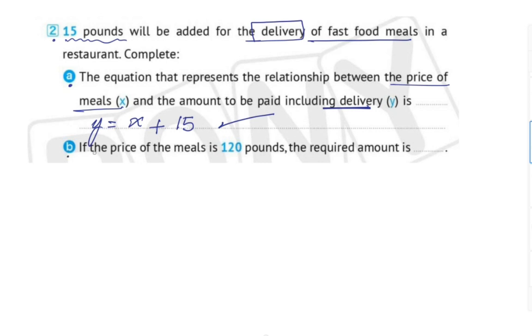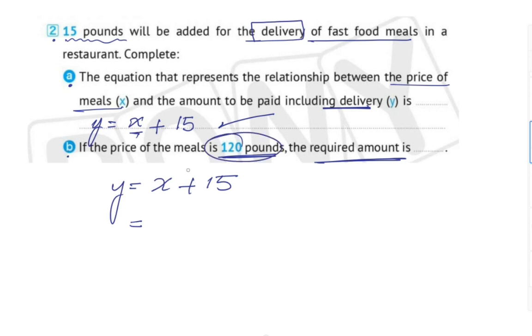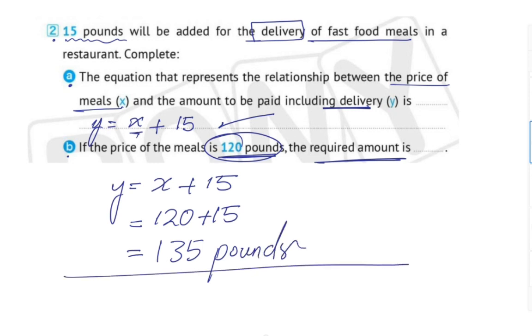Point B: what's the price of the meal? That means X is 120 pounds. The required amount, the total amount of money you will pay, is Y. So we know I will pay the price of the meal adding 15 pounds. If the price of the meal is 120, I will add 15 to find the total amount. 0 plus 5 equals 5, 1 plus 2 equals 3, and 1. So I will pay 135 pounds for the meal and delivery.